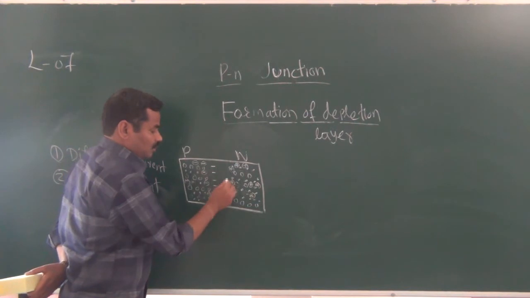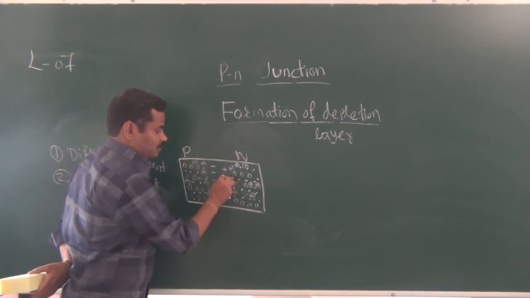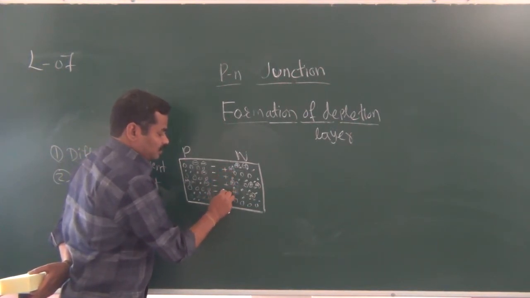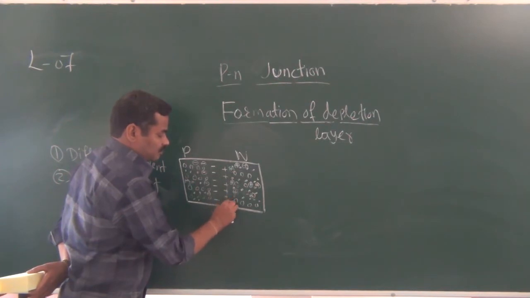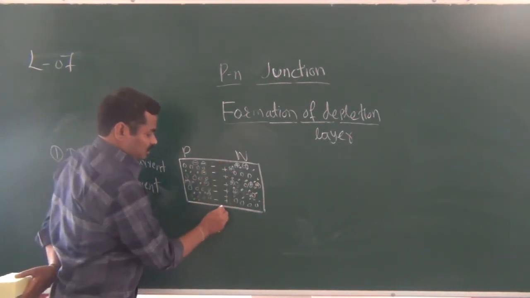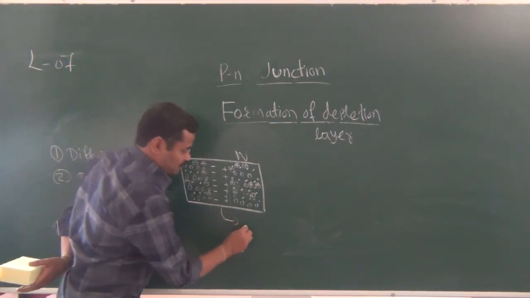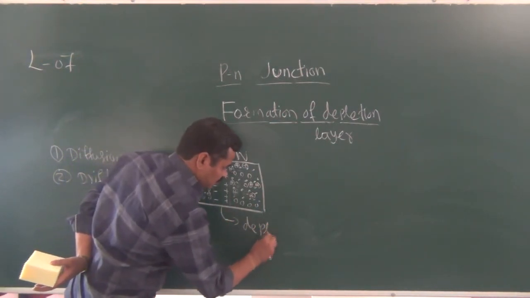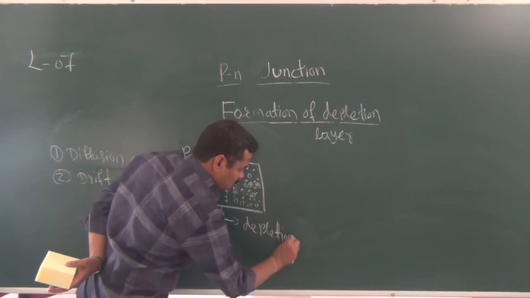The donor and acceptor ions will form a layer. That layer is nothing but the depletion layer.